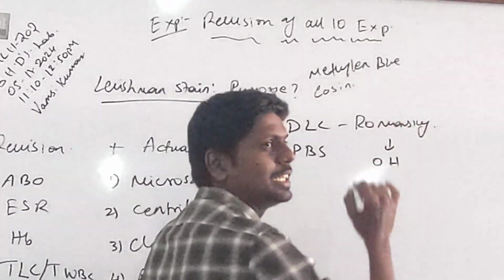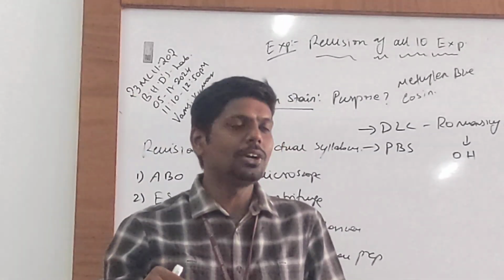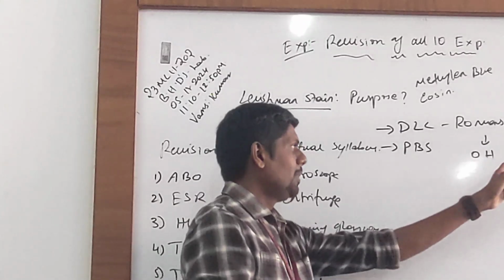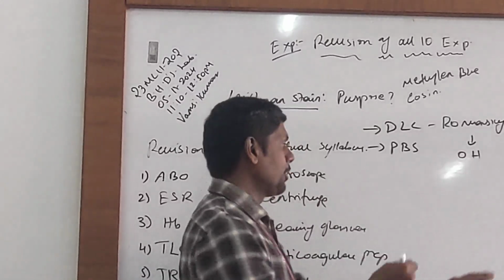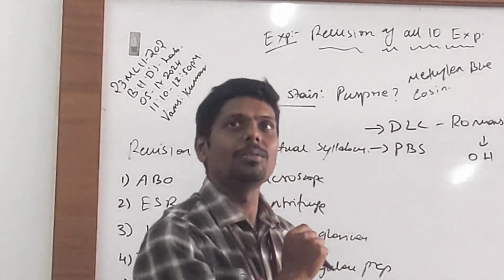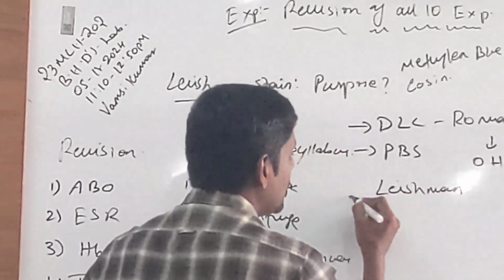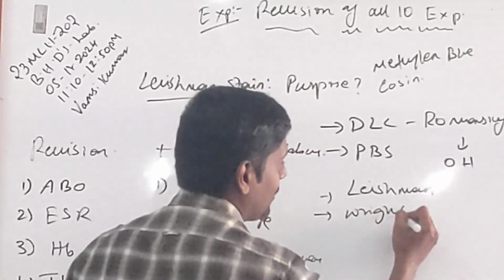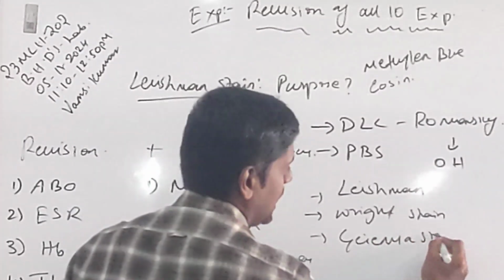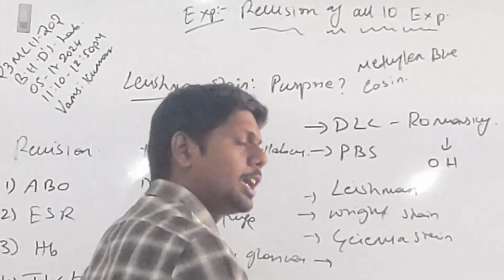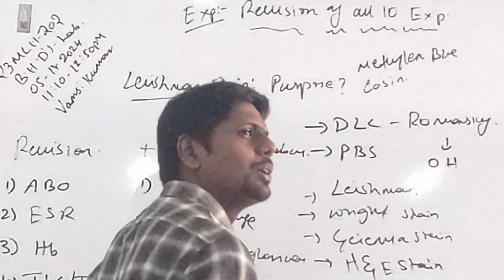Very good. All these stains are suspended in some alcohol base. They are mixed in alcohol. Very good. So all hematological stains are Romanowsky stains. Keep in mind. Can you give a few examples of Romanowsky stains now? Leishman stain. Then. Very good. Wright stain. Giemsa stain. Then. H&E stain. Okay, H&E stain actually fine.